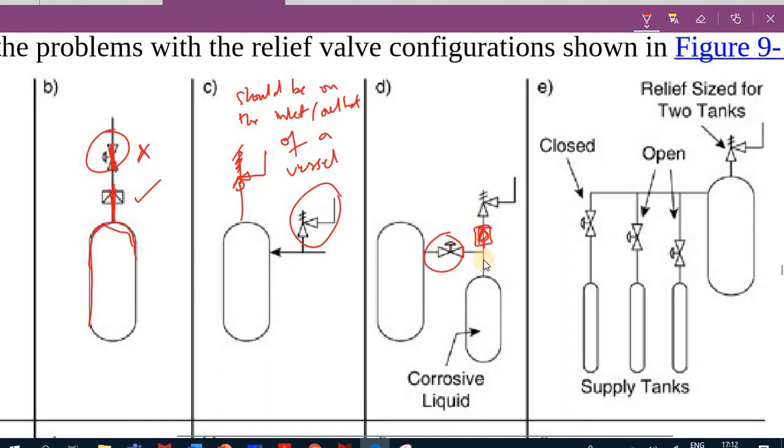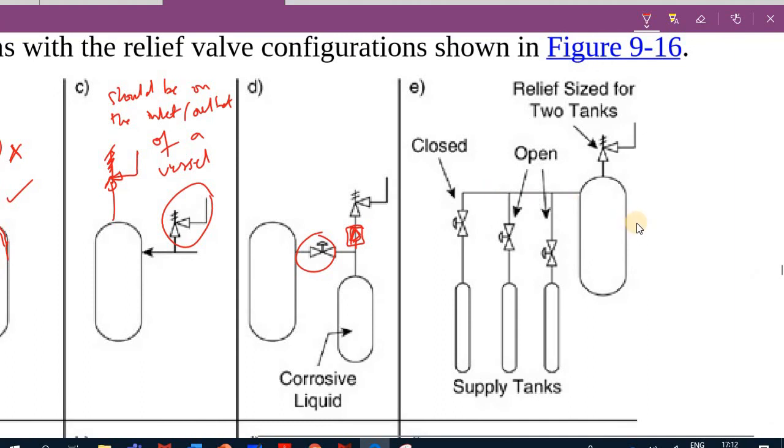Why are we doing this? Again, this is much cheaper. Let the disc be in contact with the corrosive liquid, and we can replace it from time to time. But if we keep the corrosive liquid in contact with the spring one, this will kill the spring relief valve that we have, and that could be a problem, or it could be very expensive as well.